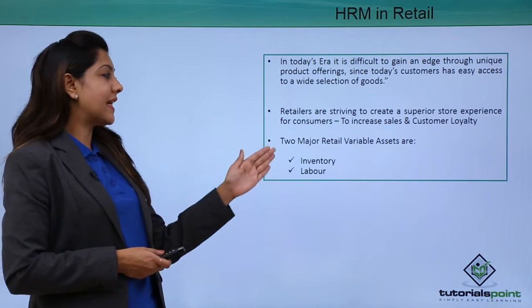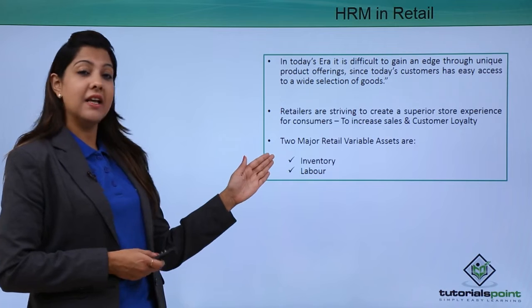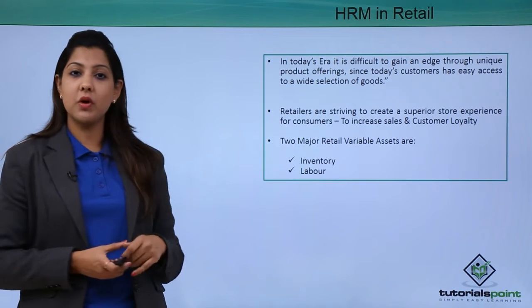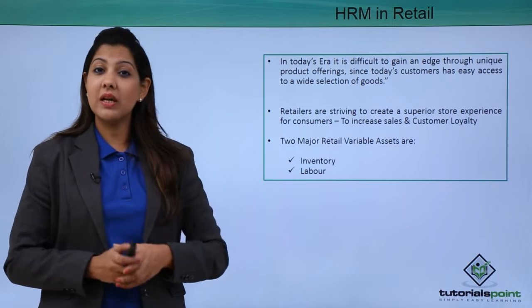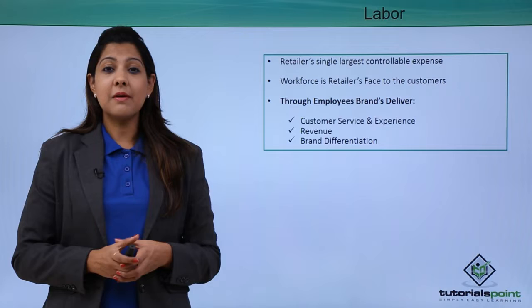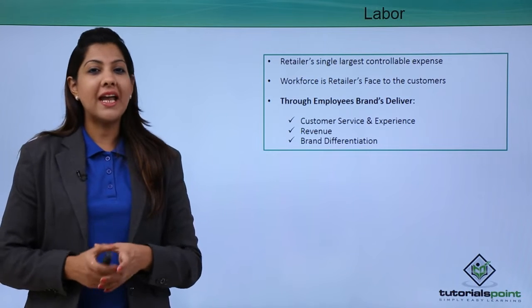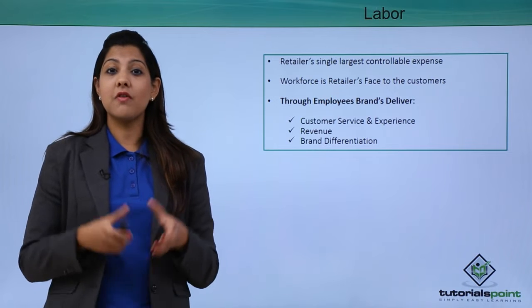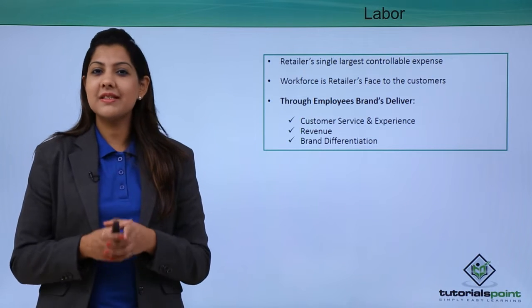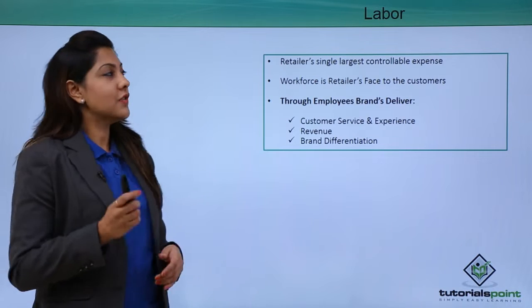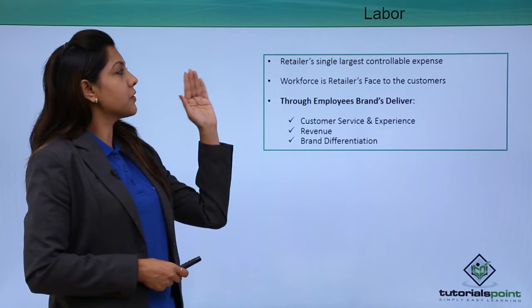The two major retail variable assets are, one, the inventory of all the products and categories, and the second most important one is labor. Let's look at each of them in detail now. Well, labor is a huge cost for any retail organization today. The kind of labor that you need in terms of front-end staff, salaries, cost, operation cost is really turning huge. So let's look at labor in terms of retail.